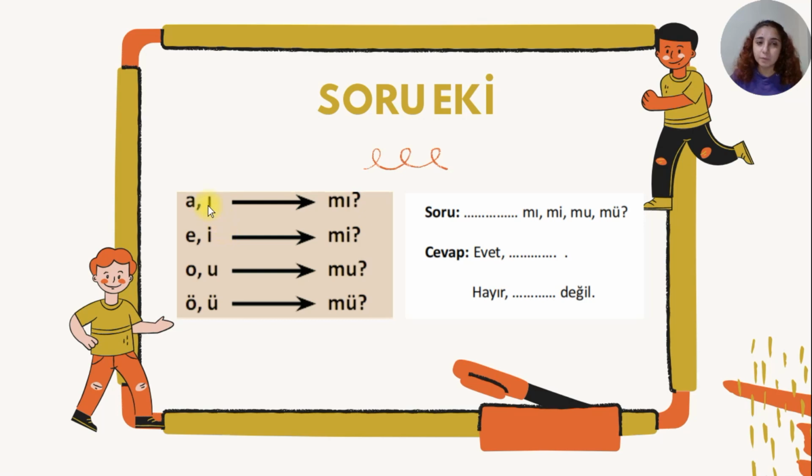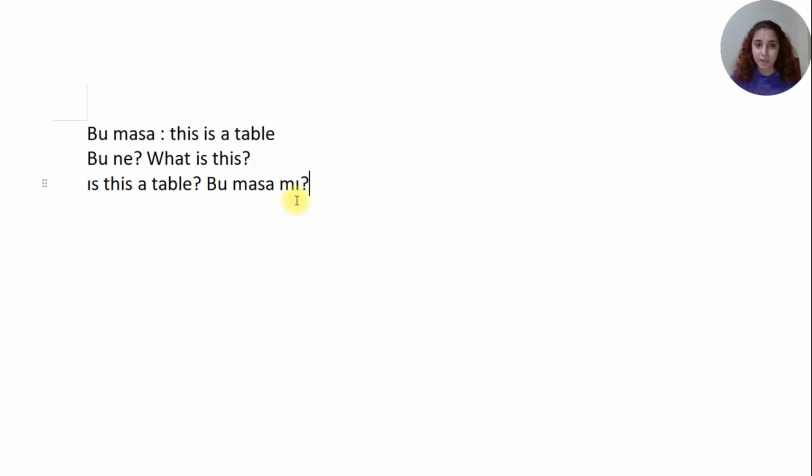That's why you will split your A, I and O, U into two groups. E, İ and Ö, Ü into two groups too. And A will be related with mı, and that's why we said mı for this. Is this a table? And the question suffixes mı, mi, mu, mü will always be at the end of the sentence, and the rest of the sentence will be the same as the positive structure of it. Bu masa, okay. Bu masa mı?